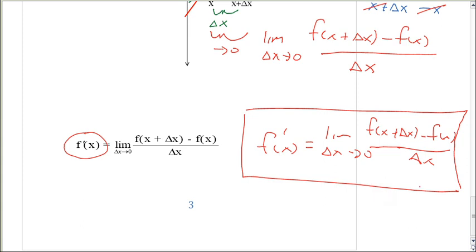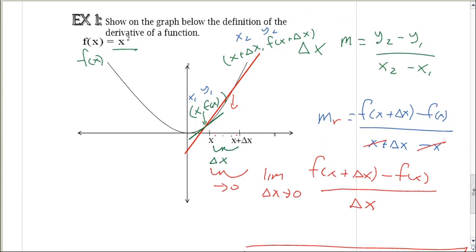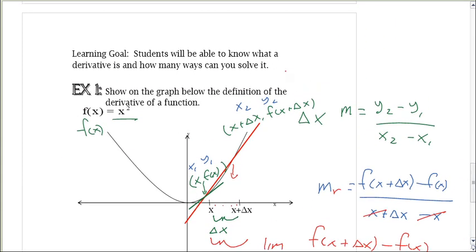Alright, let's scroll up and see if we hit our learning goal here. Students will be able to know what the derivative is. Hopefully you do. It's the slope of a line tangent to a curve at a point. And how many ways are there to solve it? There are three ways: analytic, graphical, and numerical. And we took it a step further. We even proved the definition of a derivative today.